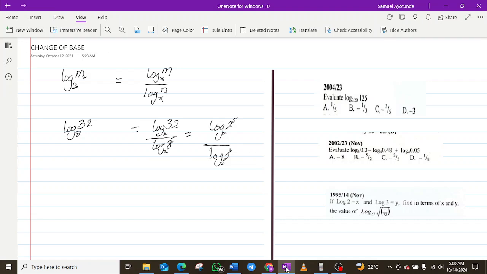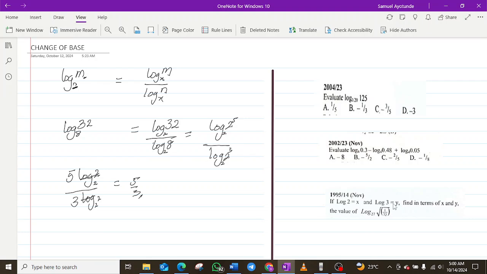From here, I can change power to coefficient. So I have 5 log 2 base 2 and 3 log 2 base 2. If you decide that this cancels out, you're correct. I have 5 over 3. And if you also see that when the base and the argument are the same, the answer is 1, we still end up with 5 over 3. So that is how we change base.